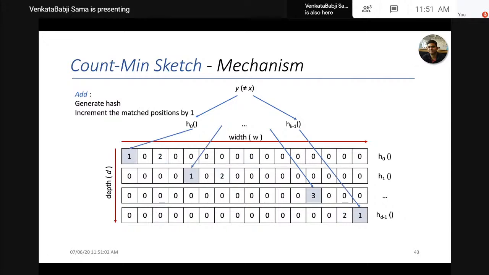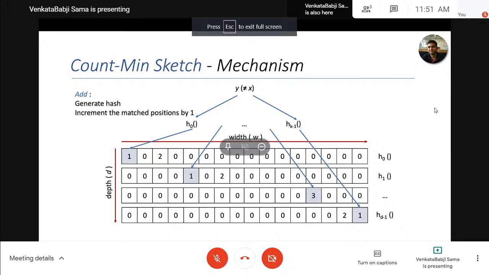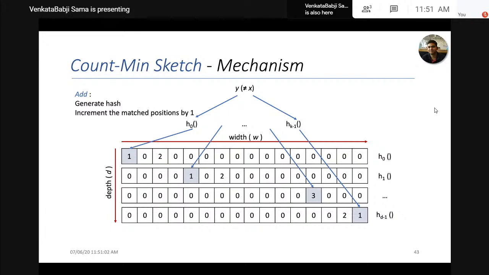Suppose a new element Y comes into the system. Y is different from X, so unless there is a collision, it won't produce the same hash values. Let us suppose it produced different positions. So it produced a fresh position, and h0 got incremented to 1, and the same here. Here, X had already set it to 2, but Y did not hit that particular position, so we left it unattended. But there is a collision here: this particular cell collided, no matter, we just incremented the number, so the 2 became 3, and here it is a fresh position, so it became 1. Now this might give a brief idea of what's going on under the hood. The magic is yet to be unfolded.